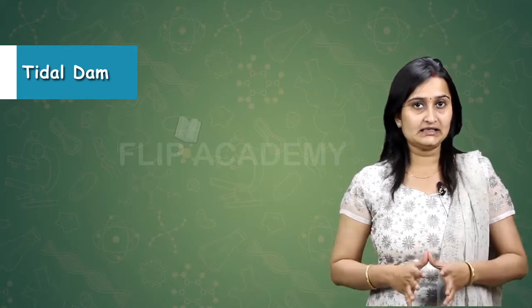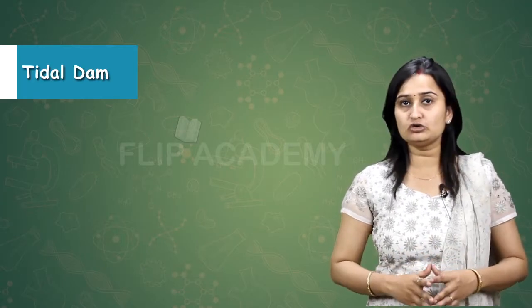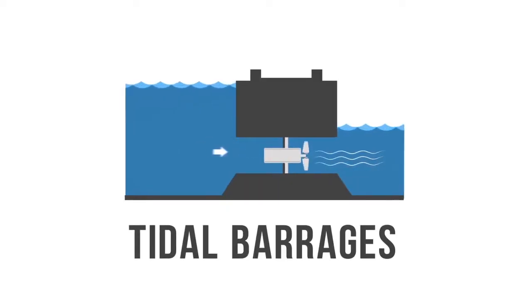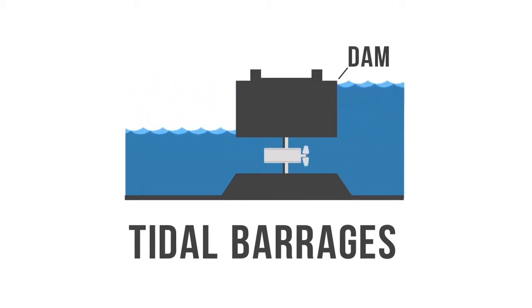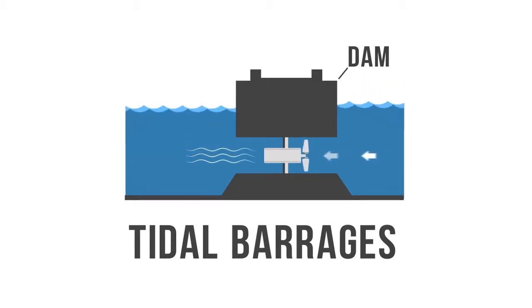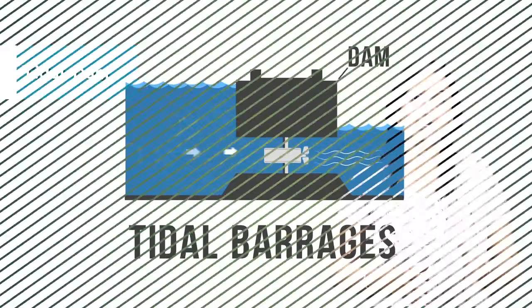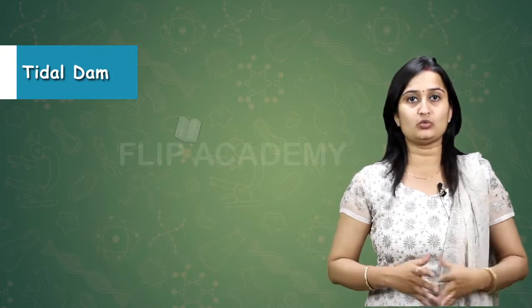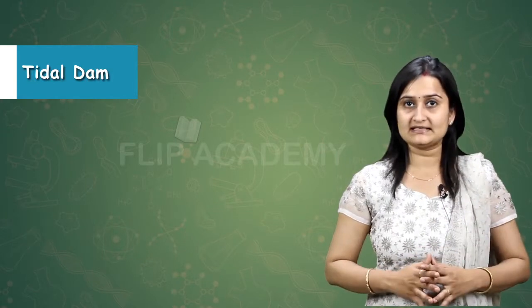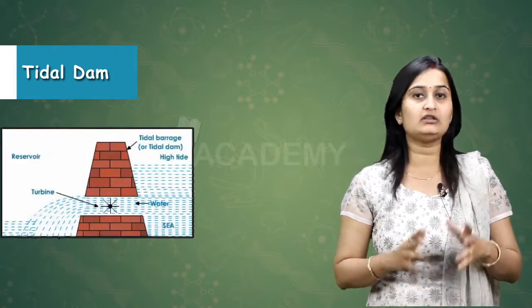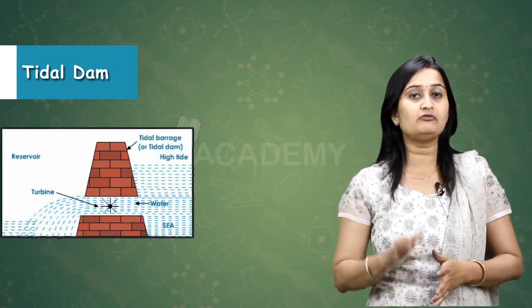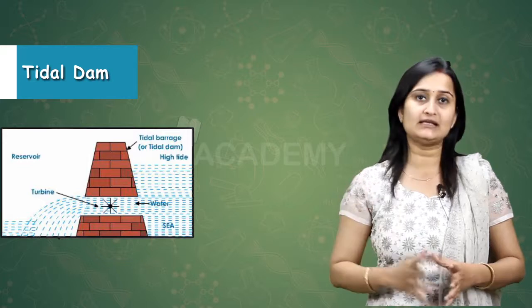A tidal dam is basically a construction which is used to obstruct the water flow, that is, to stop the sea water from going further. The place where the dam is constructed is a place where tides occur frequently. Now, when the sea water rises in the case of high tide, then the water flows out from the hole into the dam.